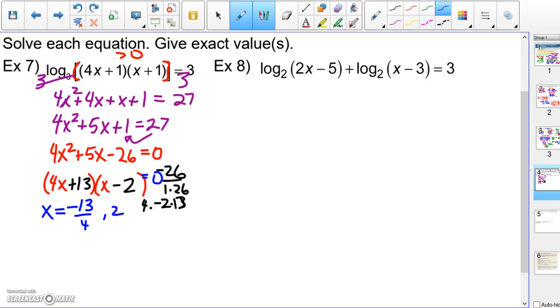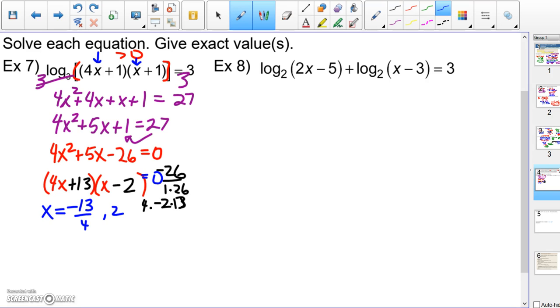Okay, so one way to do it is just plug those numbers in. Plug those numbers in for x and see if you get something that's greater than 0. If you think that's easier for you, then fine, do it. Another way of doing it is to look at the domain.